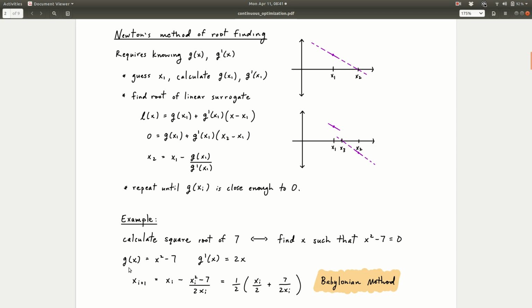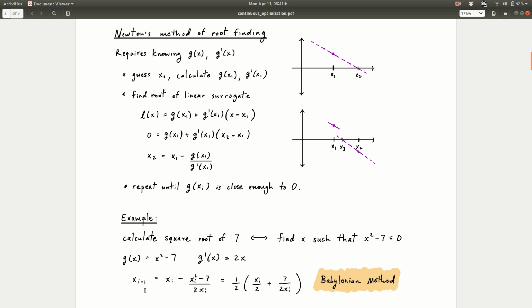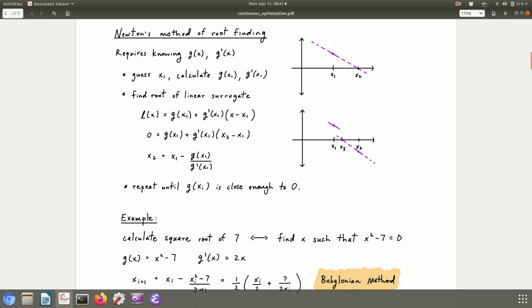So our function is g of x equals x squared minus 7. Calculating its derivative is easy. It's just 2x. And then here's our update formula. The next value of x is the current value minus g of x divided by g prime of x. And if you rearrange this, you don't need to rearrange it. It's this formula. So this is called the Babylonian method. Okay, and this works really well. So let's switch over to R, and we will show how this works.